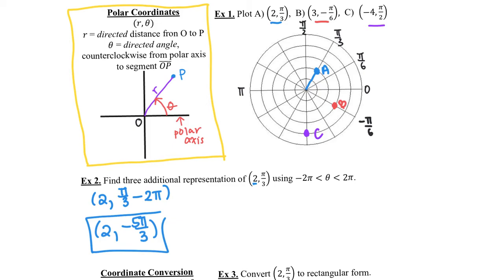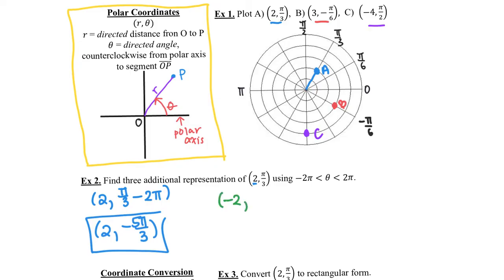Okay, now I could also change the r, just like we saw with the point C. I could have used negative 4 with pi over 2. I could have used positive 4 with 3 pi over 2. So let me try it with negative 2, and then I'm going to think about how that would change the point. Okay, let's say I called it negative 2.